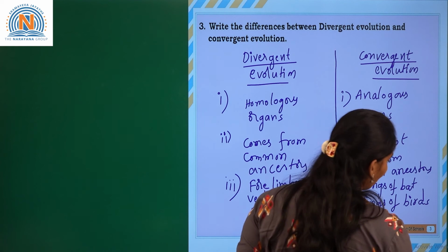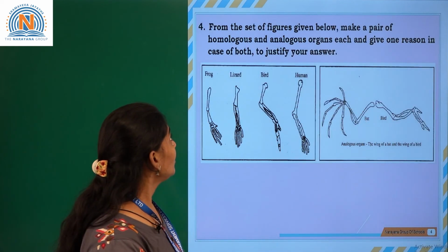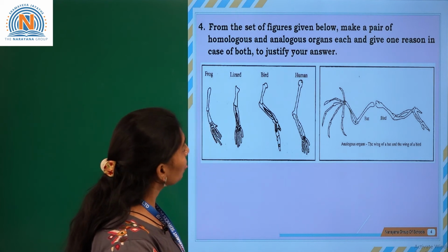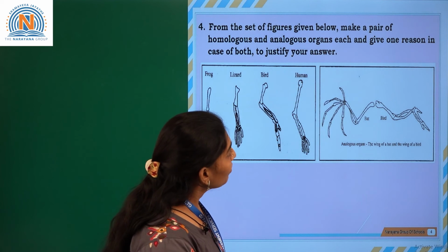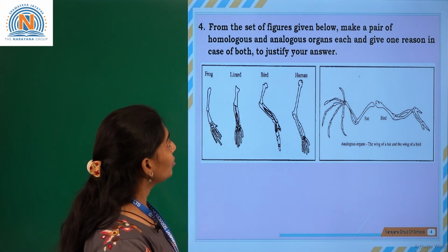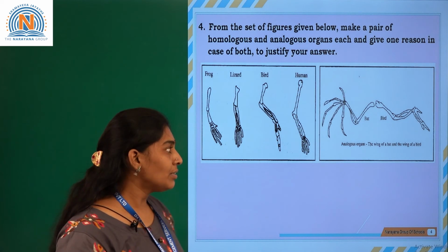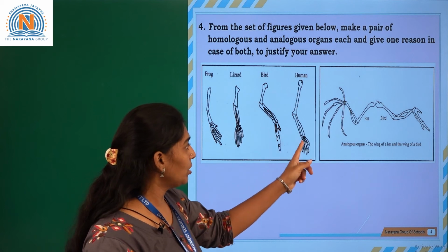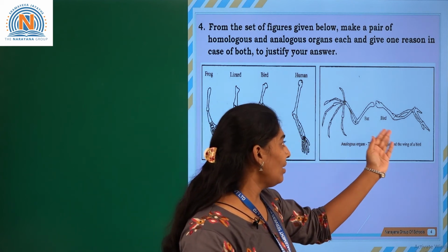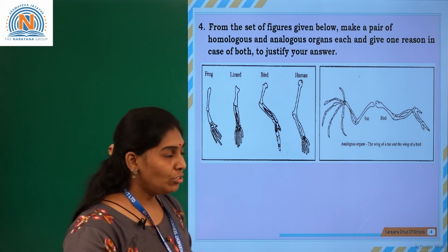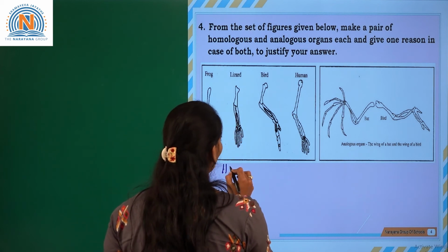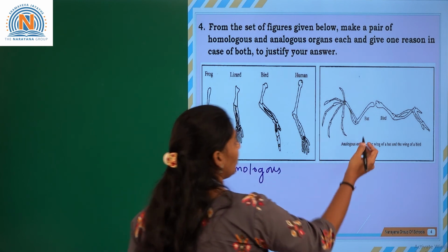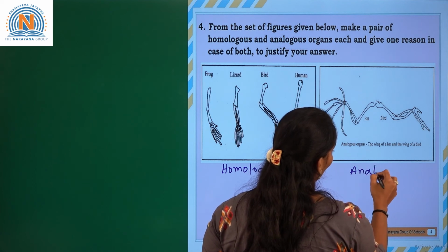So let us go for the next question. The next question is, from the set of figures given below, make a pair of homologous and analogous organs each and give one reason in the case of both to justify your answers. Just now as we have discussed. The figures show frog, lizard, bird, human, and bat and bird. This pair comes under homologous organs, whereas this pair comes under analogous organs.